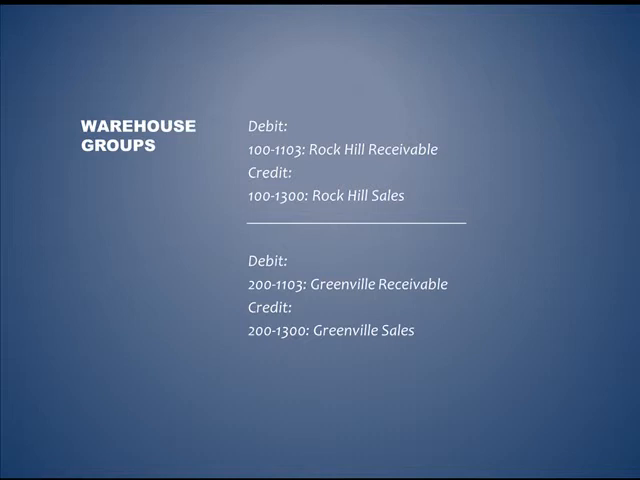However, if we sold the same case of product to the same customer out of the Greenville warehouse, our journal entry may look a little different, like this example on the bottom. Notice the different account numbers. When exported, this will enable us to differentiate between the warehouses in our ledger software.